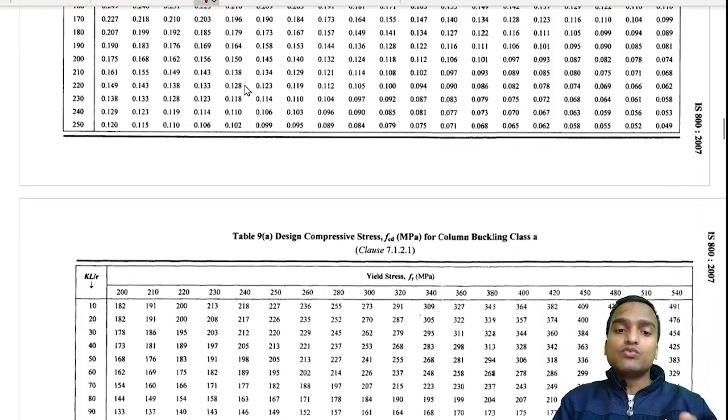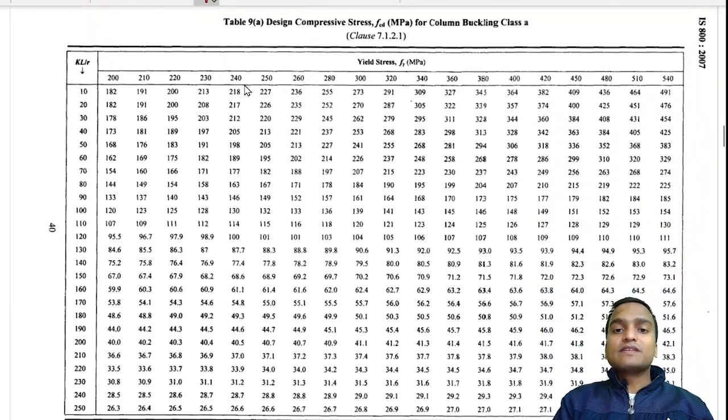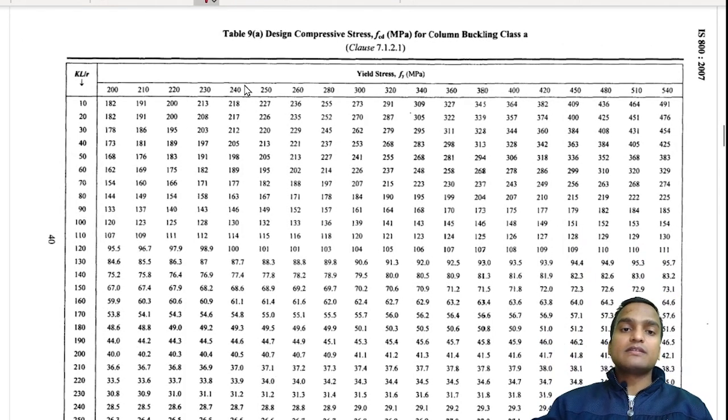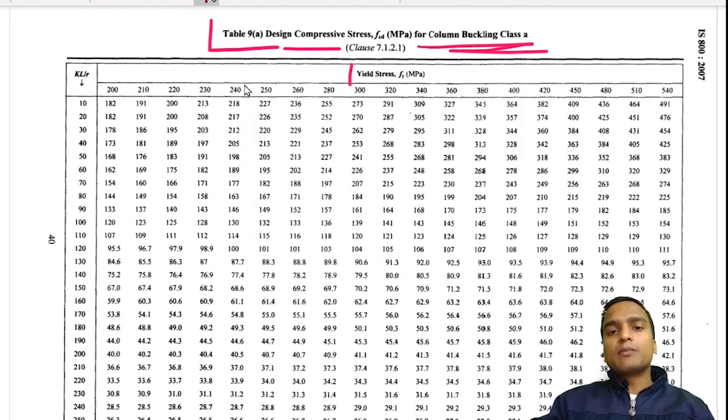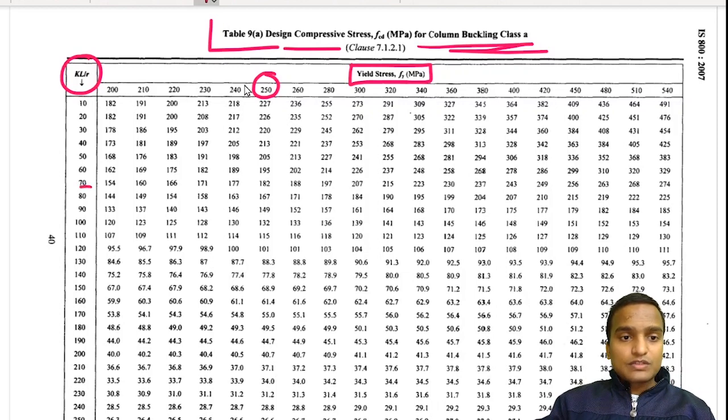We are going to directly use table 9, and this is a very useful table for us. So let us understand this table. First of all, let us take table 9A only, because this is for design compressive stress FCD for column buckling class A. Here again we have to know the value of yield stress Fy of the material that we have used for the cross section and the slenderness ratio of the member. So if the yield stress is 250 megapascal and my slenderness ratio is 82, first of all I have to see that the slenderness ratio is 80 here and 90 here.